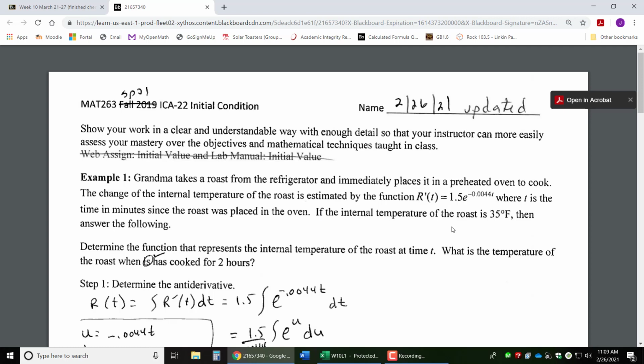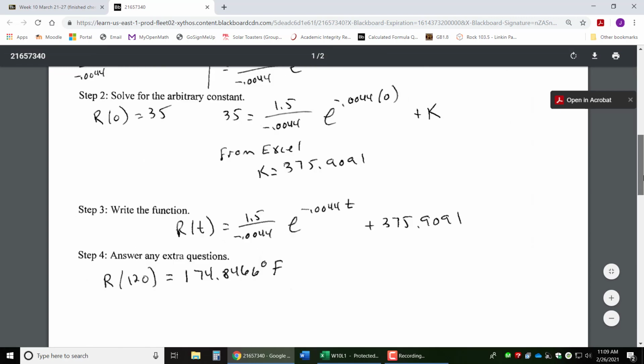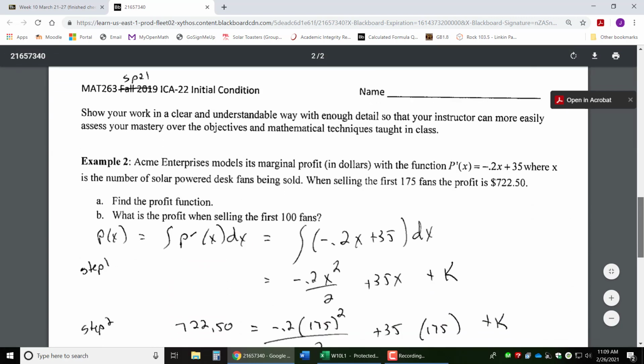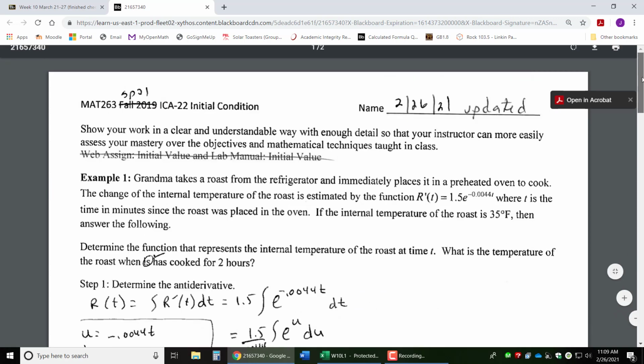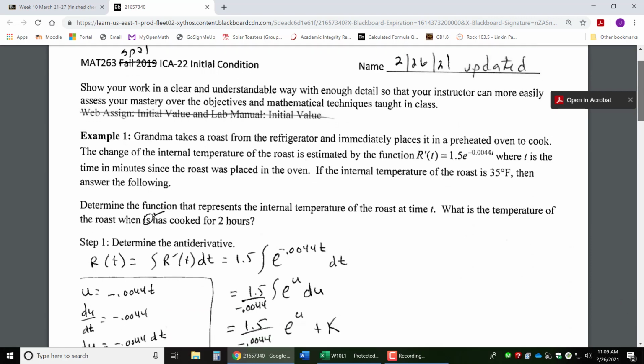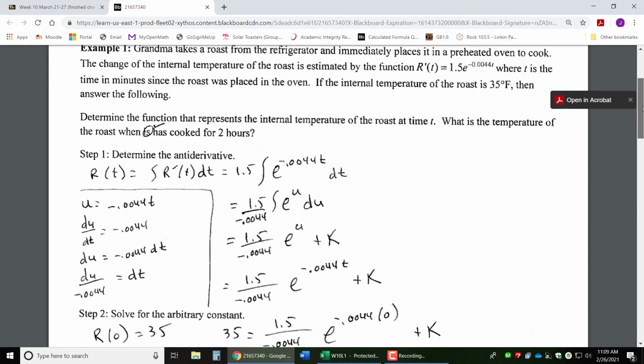If the internal temperature of the roast is 35 degrees, then... so you're given an initial condition. And so it might not sound like that, but that's kind of the clue. There's another example: you're given a specific input value and a specific output value that go together, a point. You're not given that on anything else like that. So you've got to recognize, oh, that's what I'm supposed to do. All right, so let's just break it down.